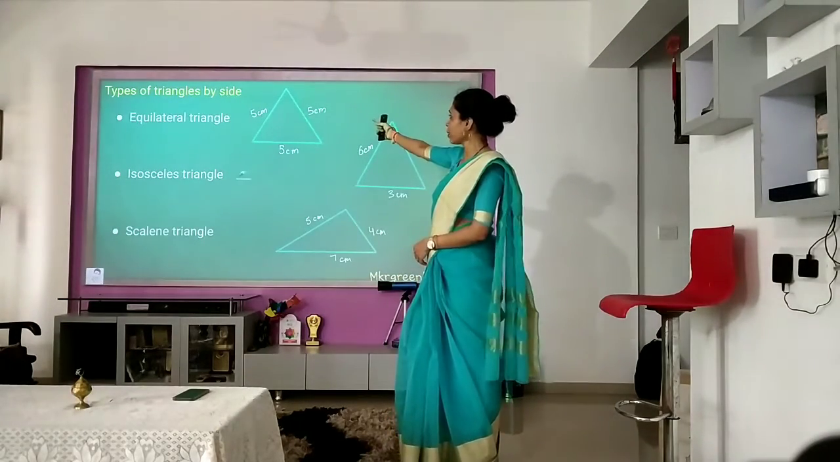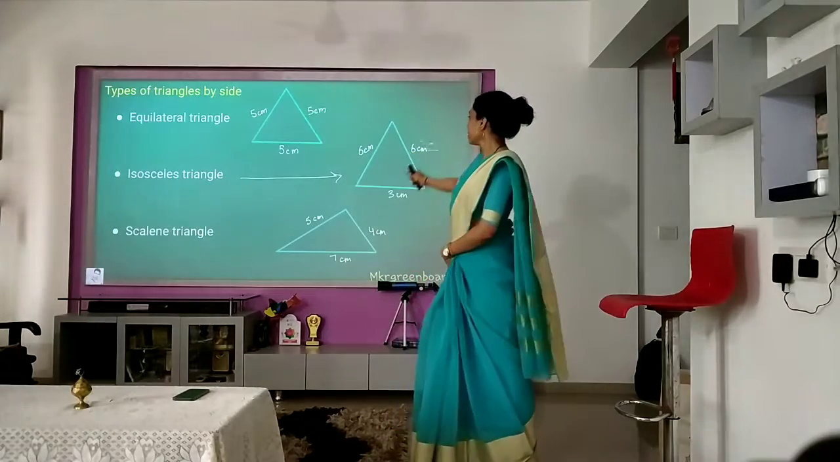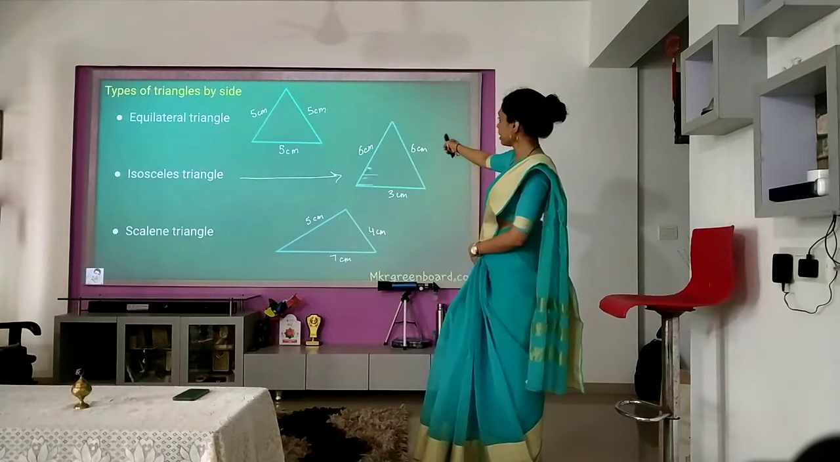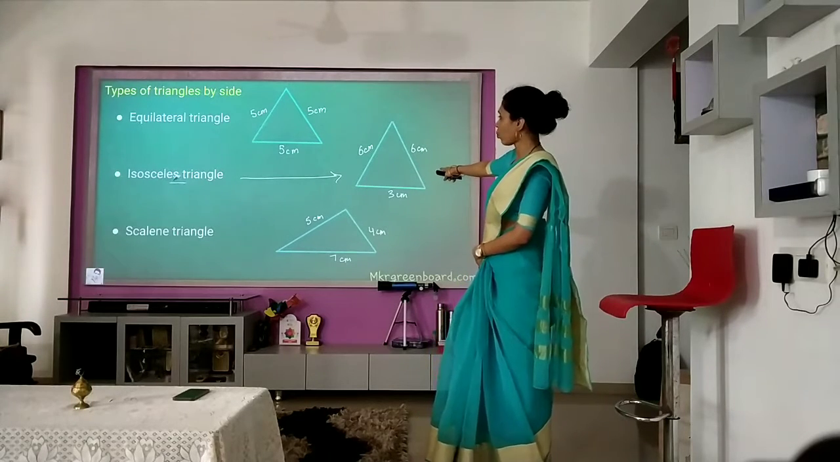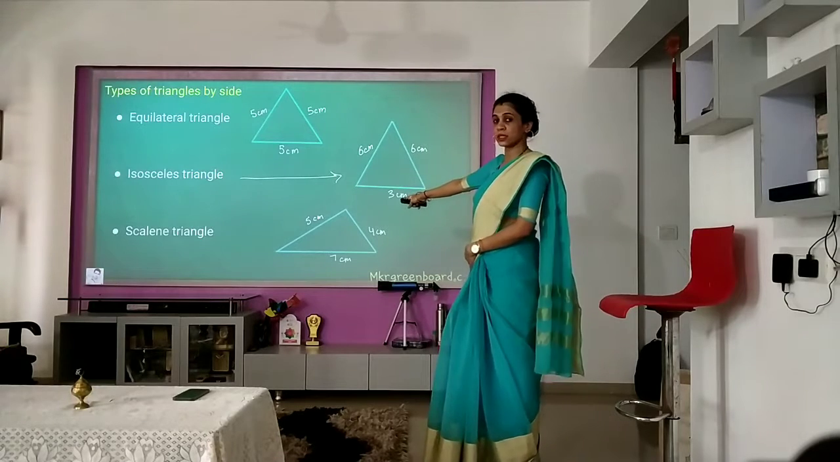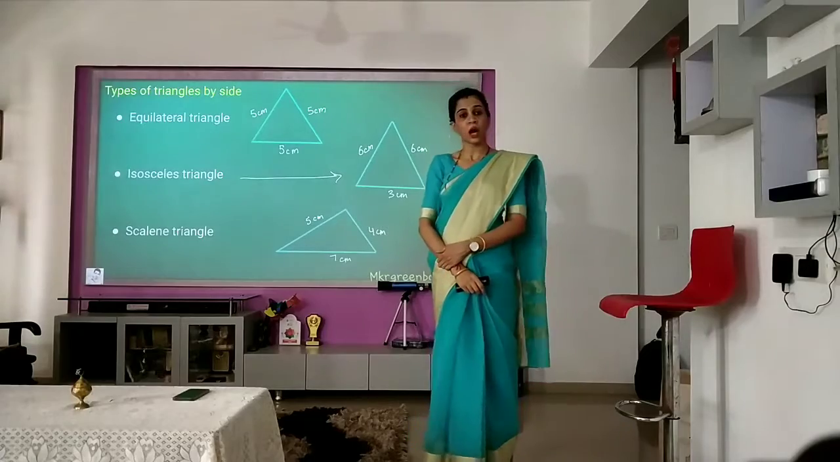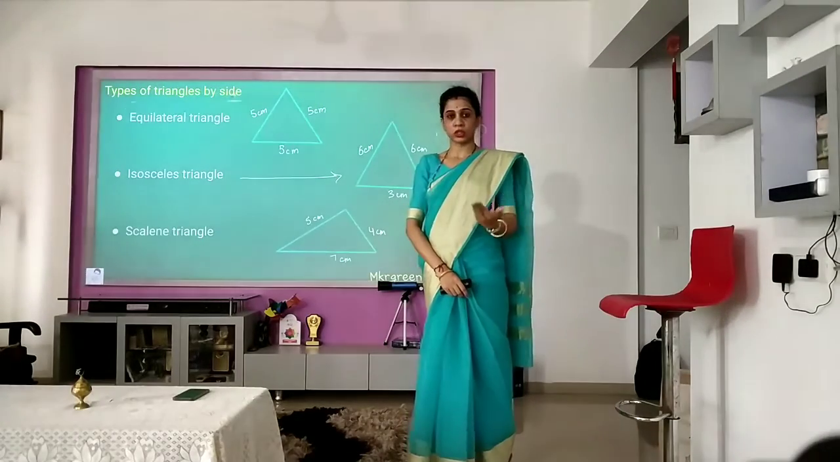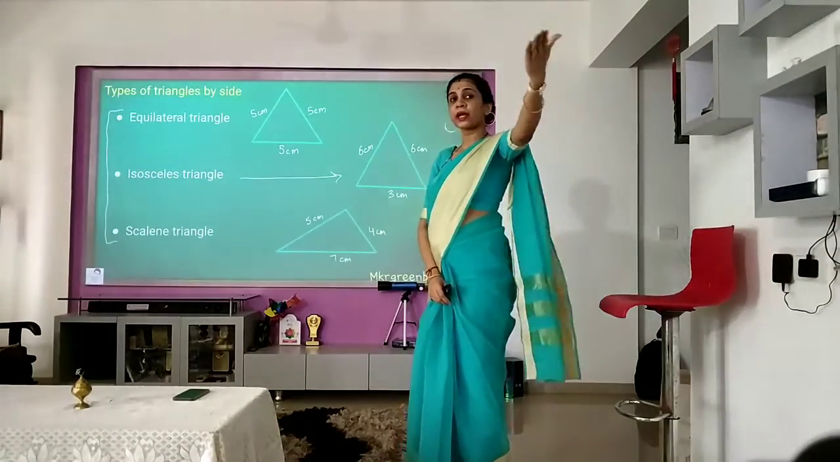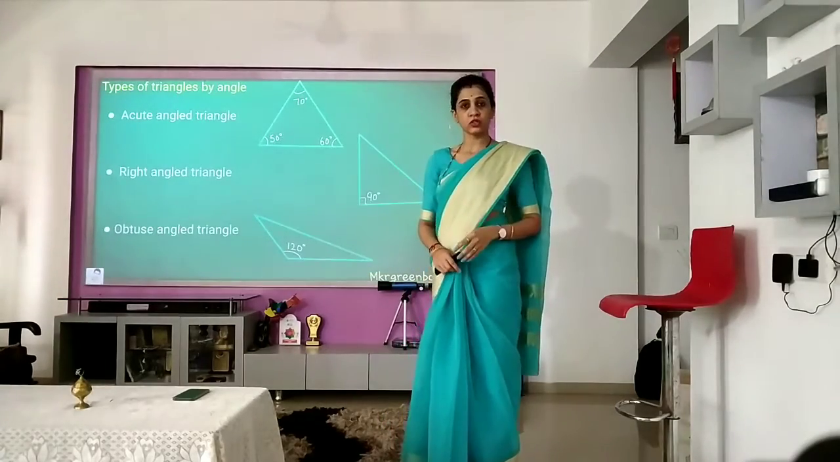As you can see, in the very first triangle, all 3 sides are equal. In the isosceles triangle, you can see 2 sides are equal and one is a different side. In the scalene triangle, you can see that all three sides are different from each other. Now with this, I can show you a few examples of scalene and isosceles triangles.